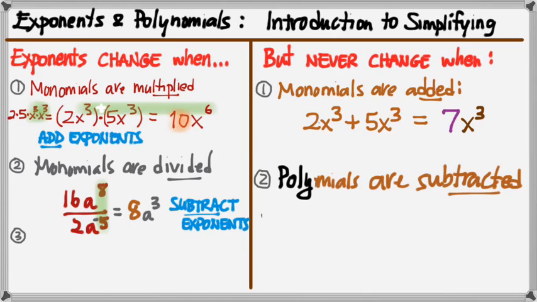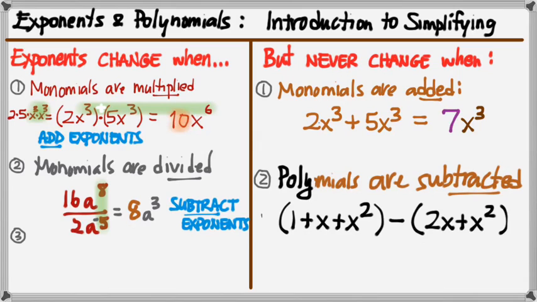So let's do an example of subtracting a polynomial. Say I have 1 plus x to the power 2. So there is a polynomial. It has 3 terms, so we might call it a trinomial. And the 3 terms are unlike, so I can't just collapse them down into one thing. Let's say I take that and I subtract from it the polynomial 2x plus x squared. So now I'm subtracting one polynomial minus another polynomial.